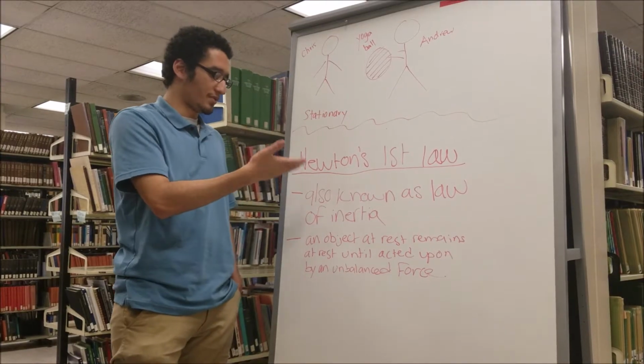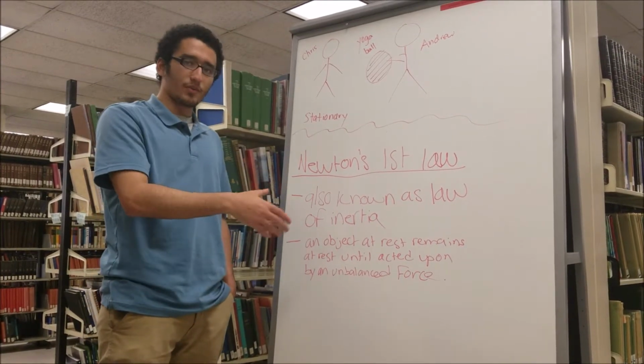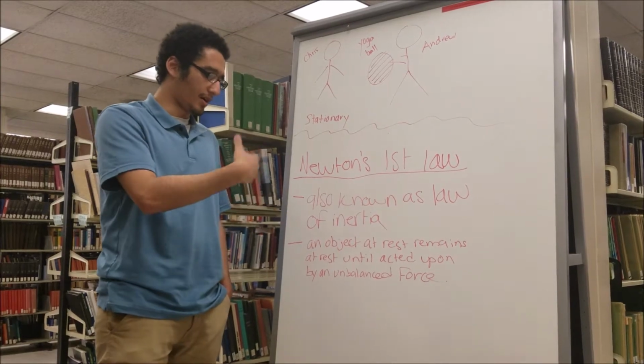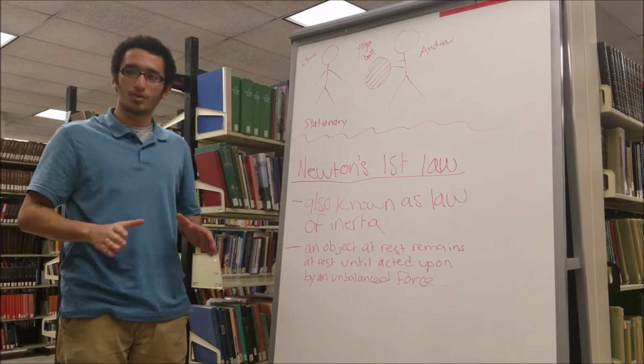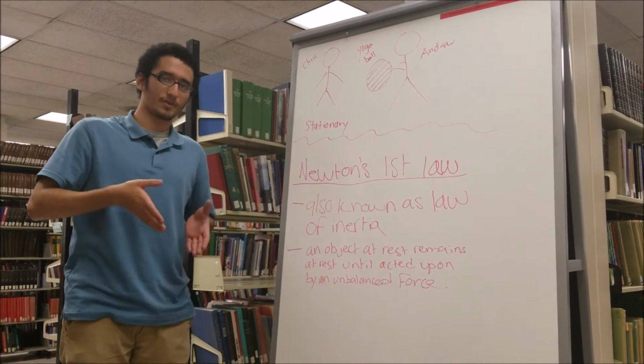Newton's first law is also known as the law of inertia. It states that an object at rest will remain at rest until acted upon by an unbalanced force. In this example right here, Chris was stationary, he wasn't moving, the only force acting upon him was gravity. Gravity was pulling him down.